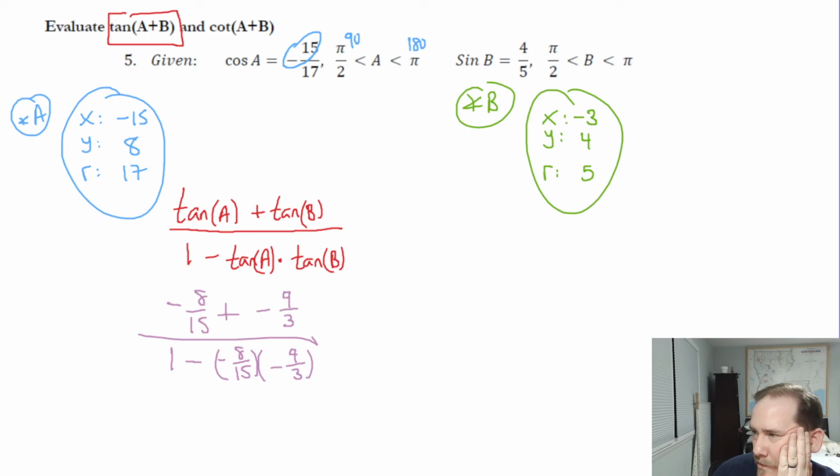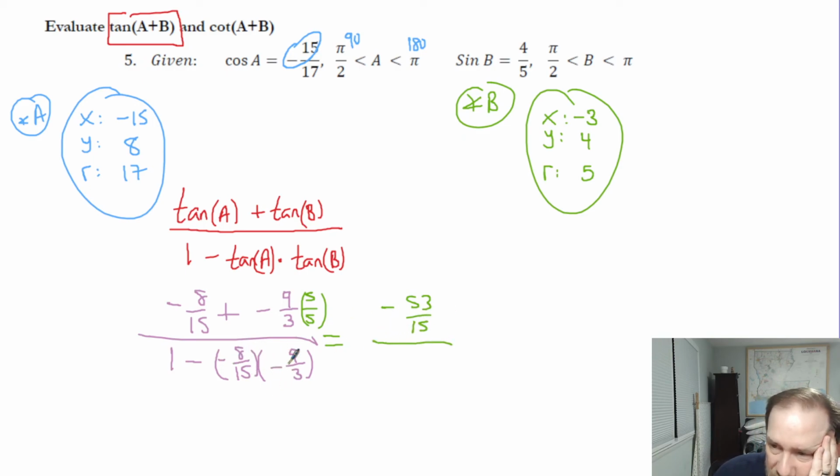So, sure, green works. So in green, I do need a common denominator for this, so I better multiply by 5/5. And so I'm now doing negative 8 plus negative 45. So that's negative 53. Yeah, so negative 53/15.